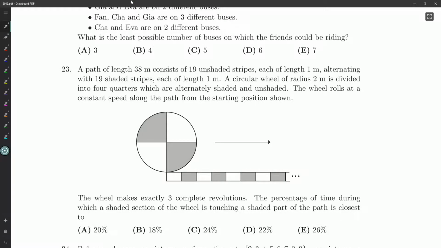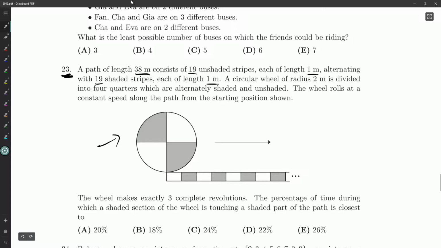It's a question that looks very similar to one of the Pascal paper questions. Maybe it's a little different. A path of length 38 meters consists of 19 unshaded stripes of length 1 meter, alternating with 19 shaded stripes of length 1 meter. Yeah, we had this question. I think it was 12 meters and 6 or something like that. But we had the same sort of setup. I remember the same picture with the Pascal because I recorded it earlier today.